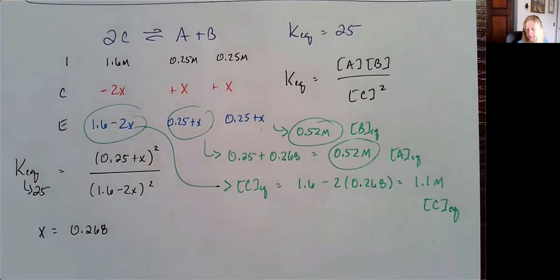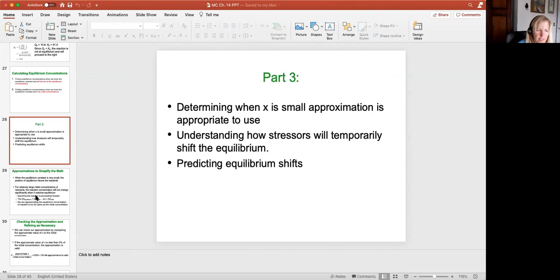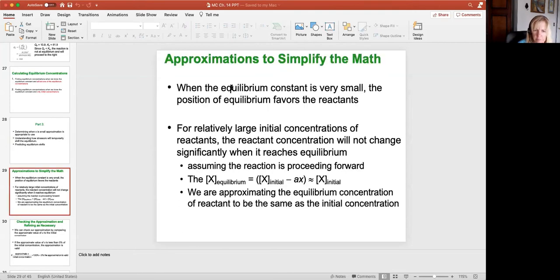Now, I know you would like to have another shortcut, because shortcuts are good. Everybody likes shortcuts. And so there is a shortcut that you can use. You can only use it if you have certain conditions. And this is called the X-small approximation. In the X-small approximation, when the equilibrium constant is very small, so we're talking about 10 to the minus 3, 10 to the minus 4, and the concentration is relatively high, so your initial concentrations of your reactants are high, then you can do this X-small approximation. But once you do it, you have to go back and check.